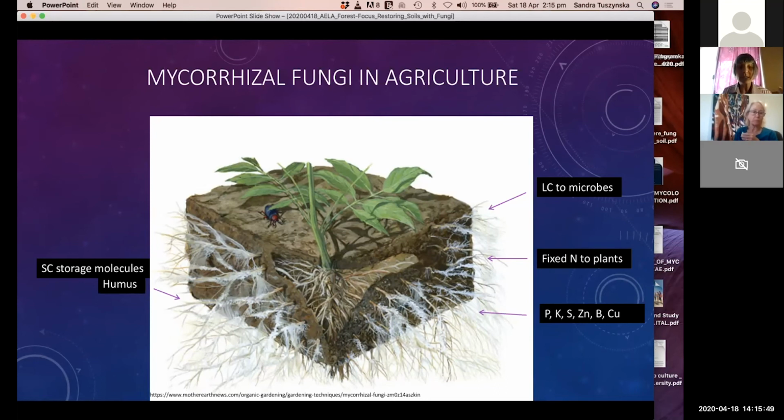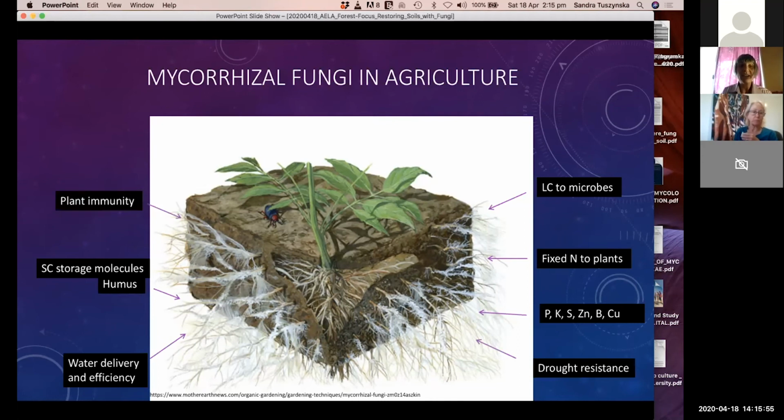We have water delivery and efficiency to the plant, so drought resistance, and therefore less water use on agricultural systems. And of course, plant immunity. Healthy plants cannot be eaten by any pests, by any diseases. When a plant is healthy, there's no signal coming from a plant saying, eat me. So we have to move away from this ideal that things just are, you know, sick. At the moment, everything's sick. That's why it has no immunity, it has no resistance.